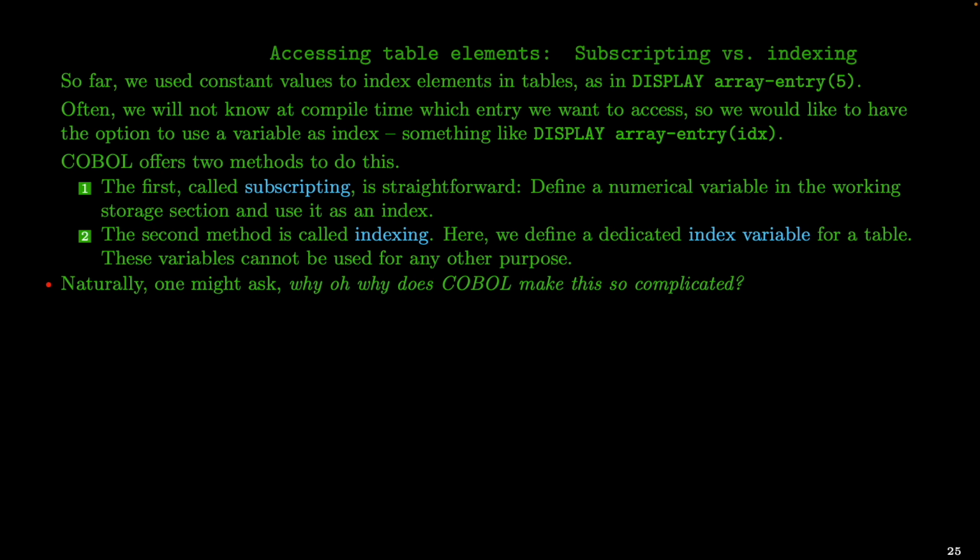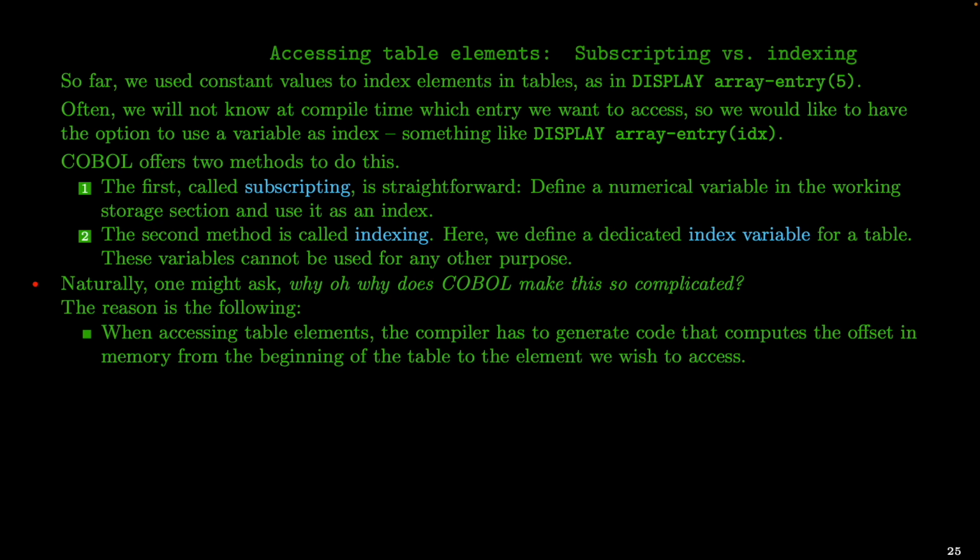Now, you might ask yourself, why does COBOL make this so complicated? Why can't we just go with the natural approach to use a numerical variable to address an index? Why do we have this weird indexing option? And there's actually a good reason for that, because if you think about what happens when we access a table element, then the compiler has to generate code that computes the offset of this table element from the beginning of the table in memory.